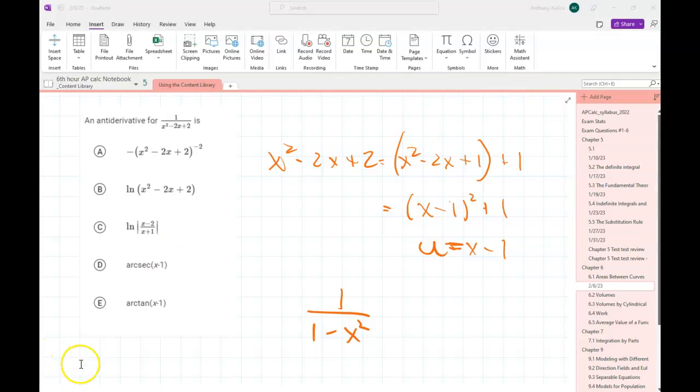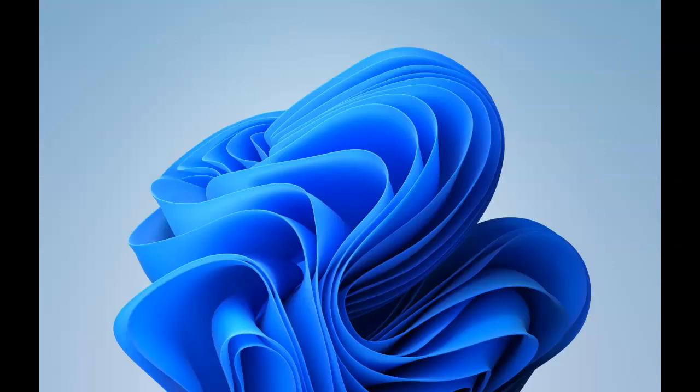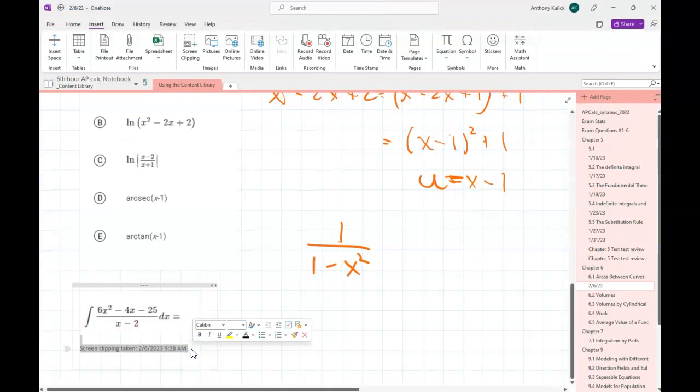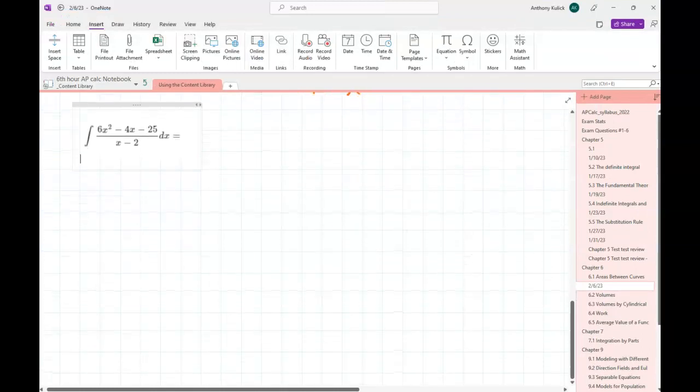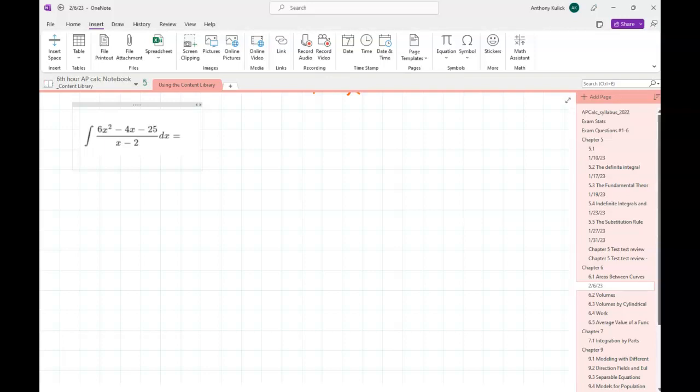What if instead we get something like this? Again, this is a problem you have all the tools to do. Thoughts?